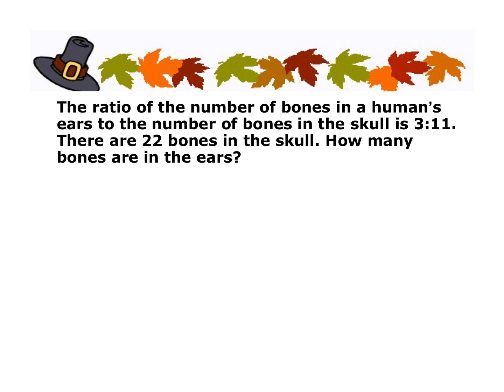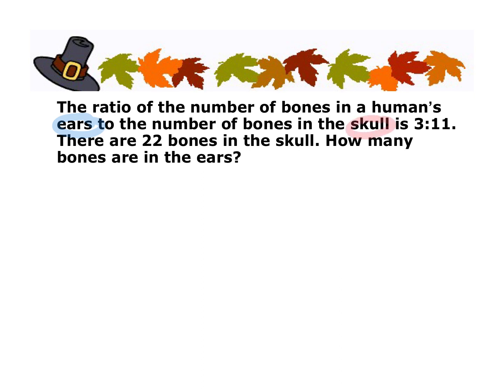The ratio of the number of bones in a human's ears to the number of bones in the skull is 3 to 11. There are 22 bones in the skull. How many bones are in the ears? So this seems like a lot, but let's break it down. They're telling us in order that it's number of bones in a human's ear to number of bones in the skull. So that means, actually let me change the colors.